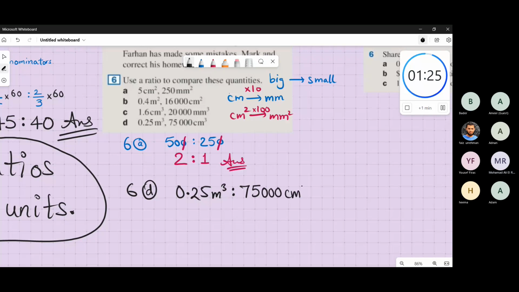Meter to centimeter, like this. Easy. Okay, so 0.25 meter cube to 75,000 centimeter cube. Yes, the time remaining is almost 1 minute now. Quickly, hurry up. I finished, Mister. Okay, good. Keep your answers silent.